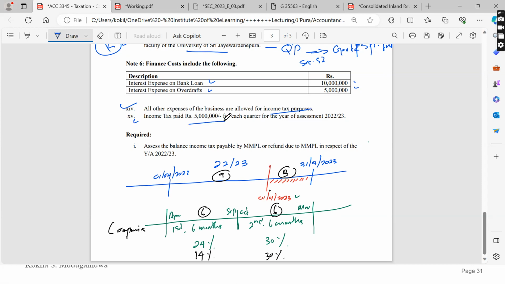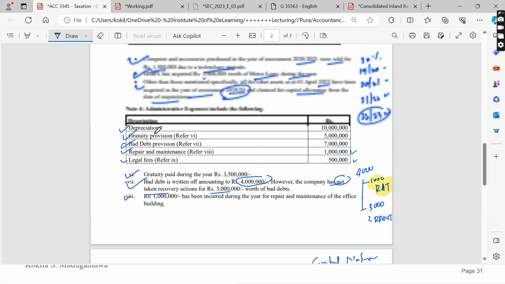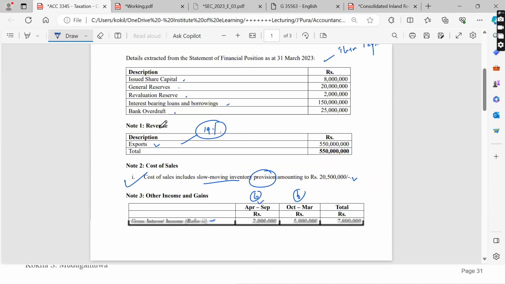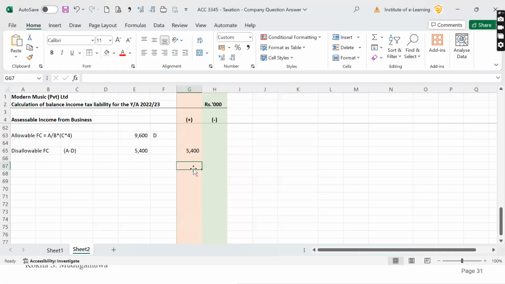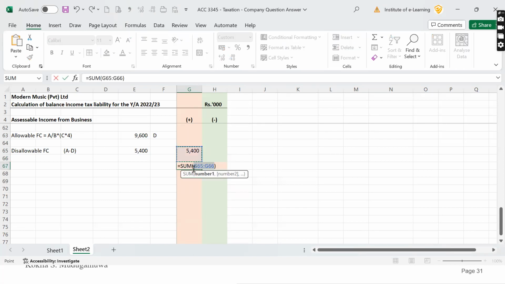Then the income tax paid as quarterly payment, 5,000 each quarter. You need to multiply 5,000 by 4, so 20,000 as a tax credit. You need to remember that as well. Then I'm going to end the calculation of assessable income from business.